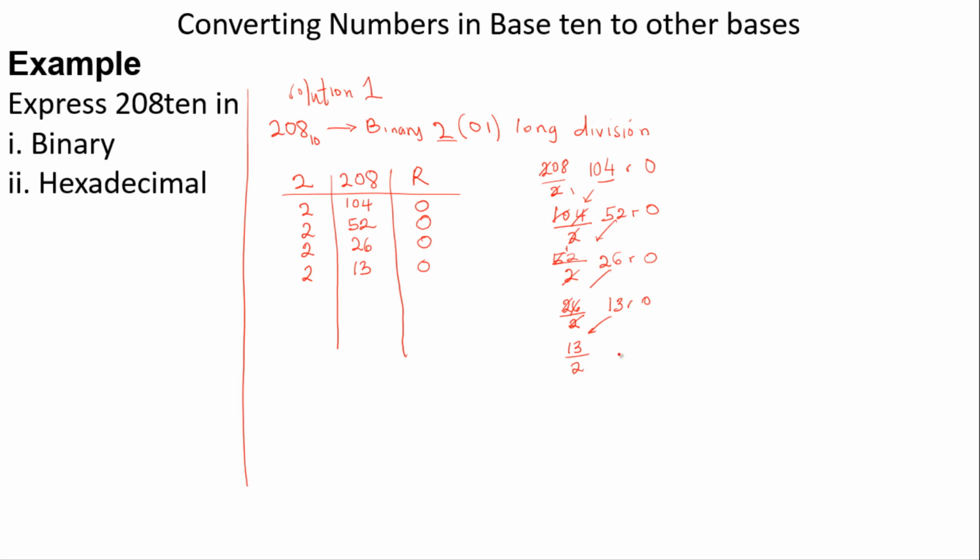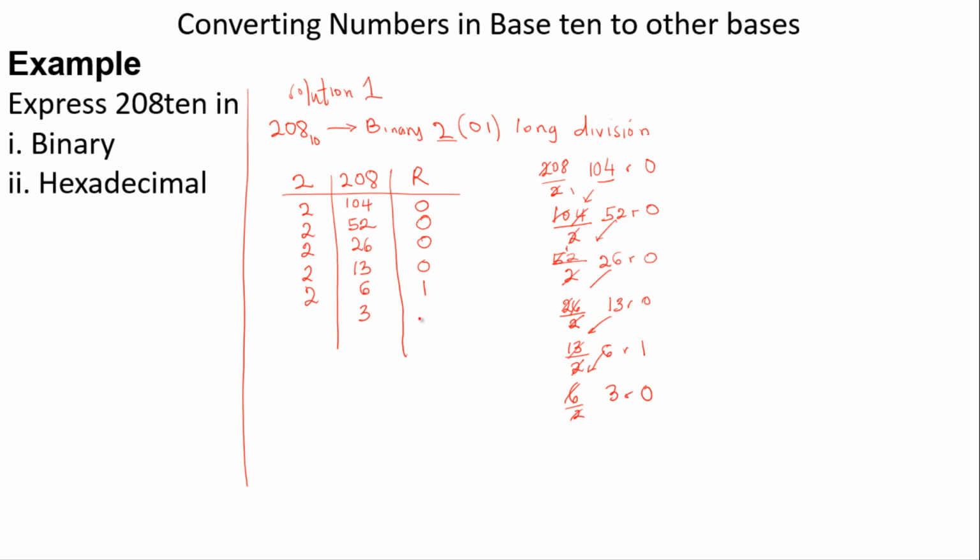2 into 13 will give me 6. Remainder 1. You understand? Because 2 times 6 will give me 12. Therefore, in that particular case, I'm going to have 6 here. Then I will have remainder 1. It's still within 0 and 1. Then I move to the next one. Then I have to move this one down again. 6 divided by 2 will give me 3. Remainder 0. Yeah.